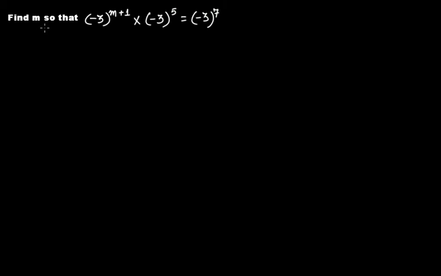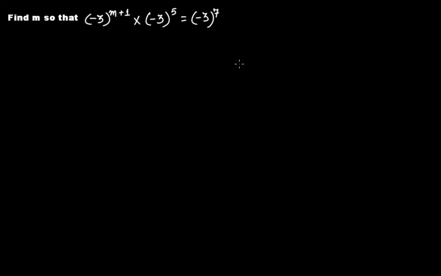We have some problems on exponents and powers here, and it is: find m so that (-3)^(m+1) multiplied by (-3)^5 is equal to (-3)^7. You have to find the value of m. Now you have to remember the laws of exponents, because without using them you cannot solve these problems.